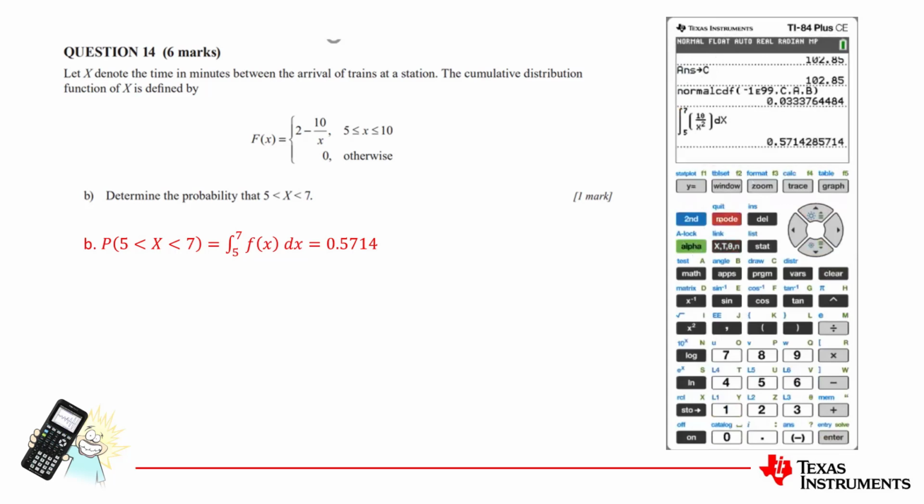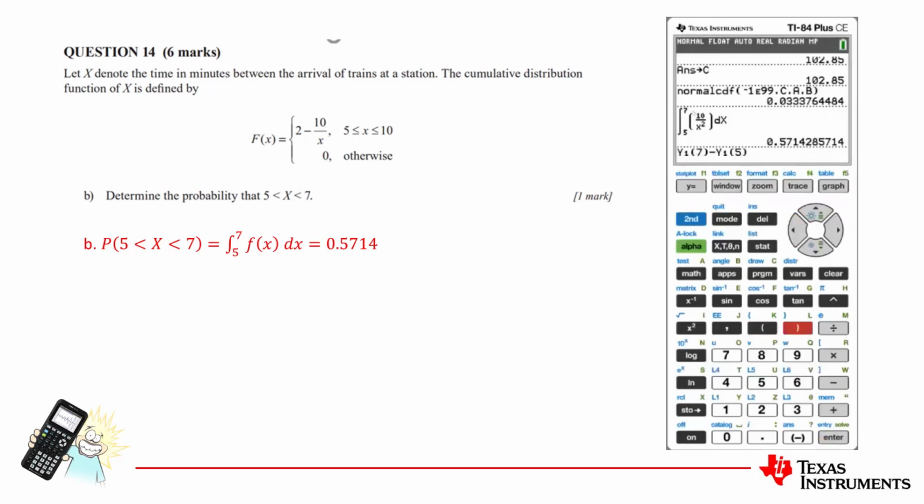Now, if I go back to my main screen, if I want to quickly get a value after I've substituted it into a function, I go alpha F4. I put that function into y1, so I can select y1. I can make that y1 of 7. That's my highest value. And then I can take away my y1 of 5.